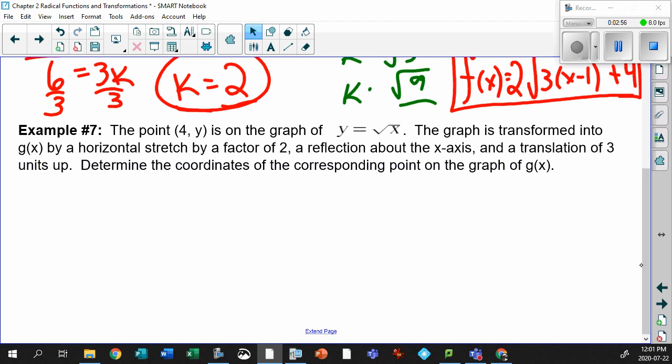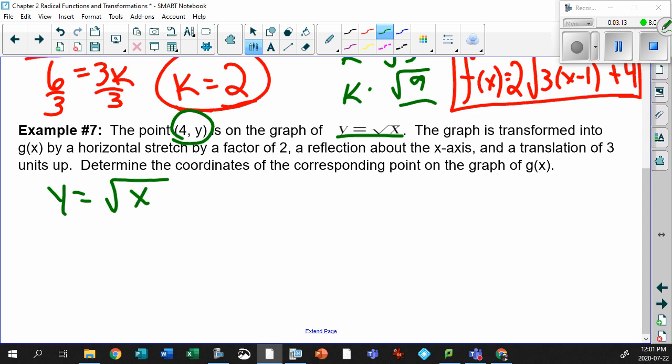Look at example 7 now. This is kind of a weird example. It says the point 4, y is on this graph. Why didn't you give me the y then? You got the x value. Look, y equals the square root of x. Pop in the 4 because you know what it is, right? Square root of 4 is 2. y equals 2. That was impossible. Look at that. There's your point 4, 2.